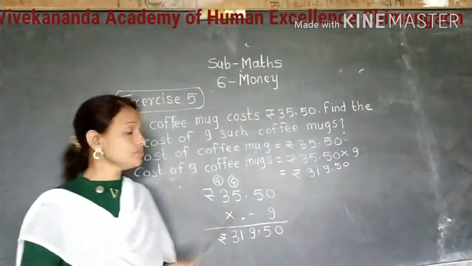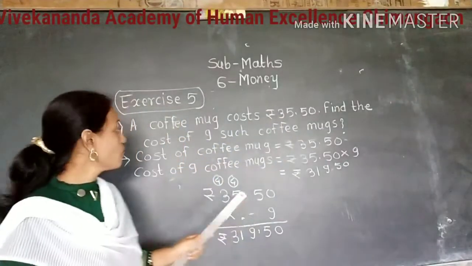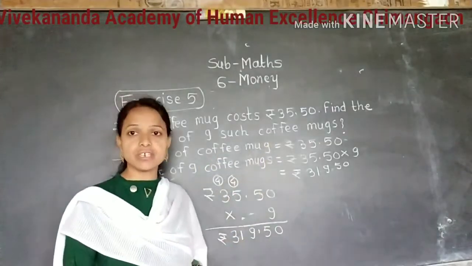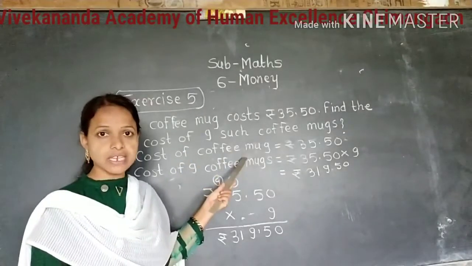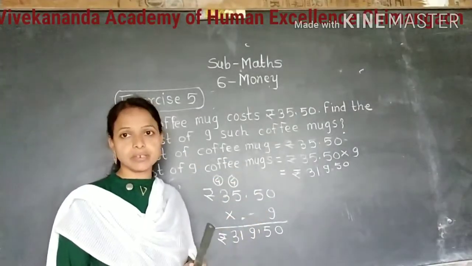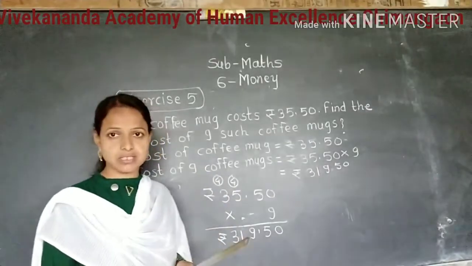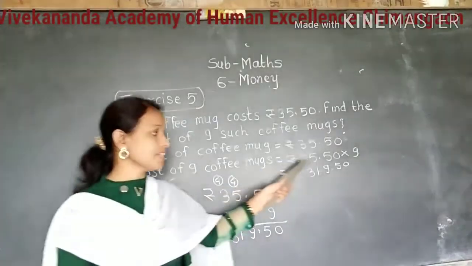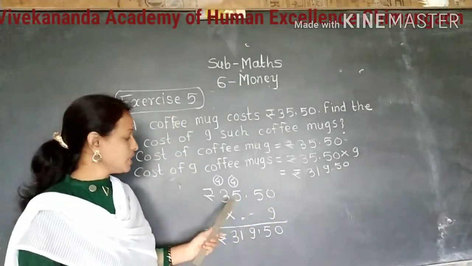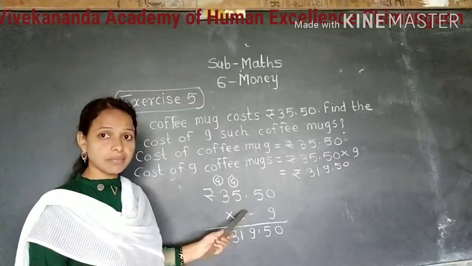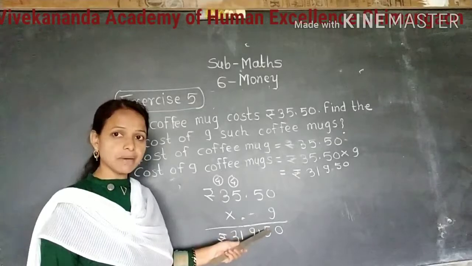Now see the word problem. A coffee mug costs 35 rupees 50 paise. Find the cost of 9 such coffee mugs. Okay, so here the cost of one coffee mug is given. How much is it given? 35 rupees 50 paise. And you have to find out the cost of 9 coffee mugs. Okay, so here we multiply 35 rupees 50 paise by 9. So let's see the multiplication. Here we arrange rupees and paise in separate columns by putting the dot.